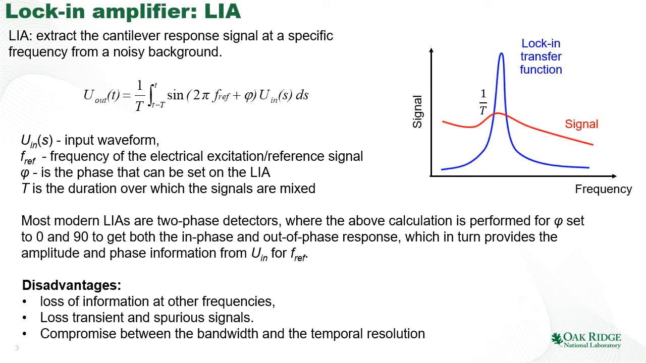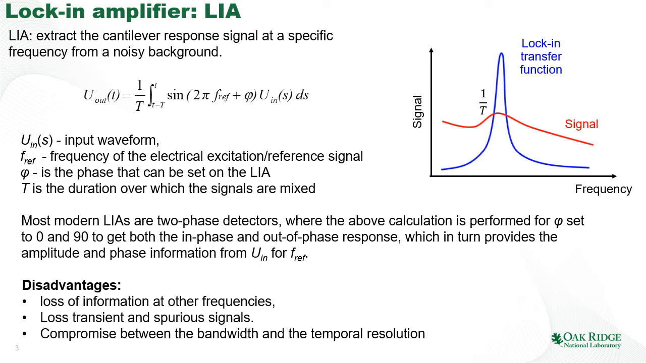Now, of course, there are some limitations of the lock-in amplifier. First of all, it's a notch filter, so the information at all the other frequencies is lost. A good lock-in amplifier will allow you to measure the signal at second, third, and higher harmonics, but a signal at, for example, harmonic 1.5 is going to completely disappear. Secondly, by design, lock-in amplifiers ignore transient and spurious signals. If something happens in the system and it's not periodic or not related to our excitation, it's going to be lost. And the third problem is that we always have a compromise between the bandwidth and the temporal resolution.